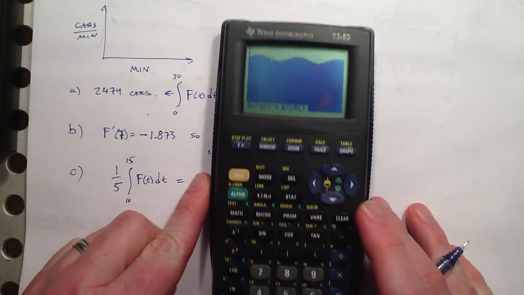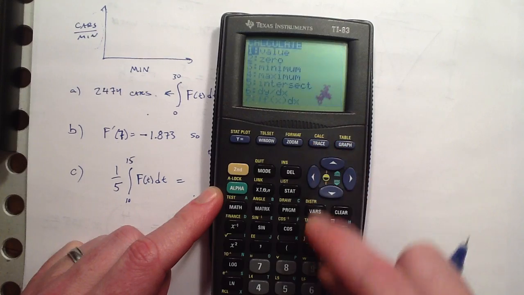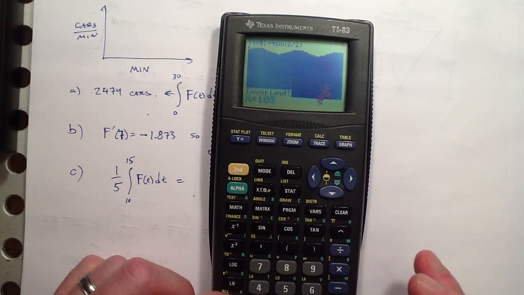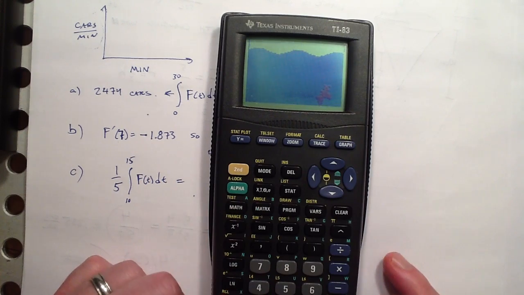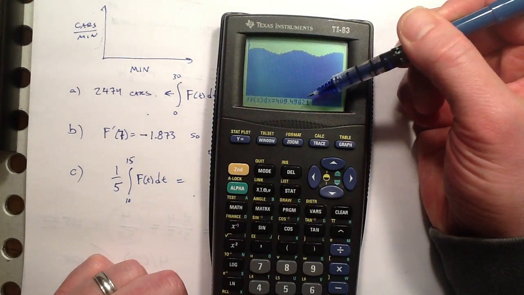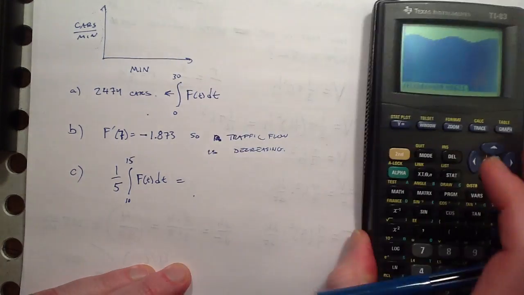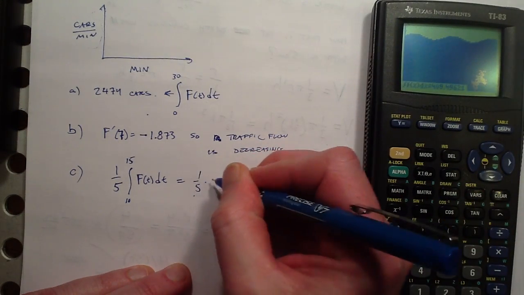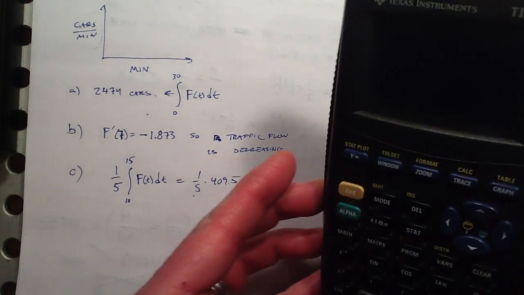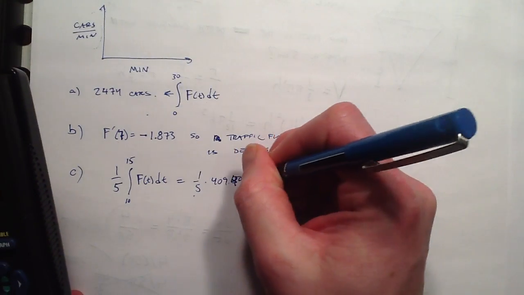So let's see. If we do second calculate and find our integral again, this time we want to go from 10 to 15. It's 409.5, say. So that's 1/5 times 409.5. I guess I'll keep 3 decimal places for now, so it'd be 409.496.